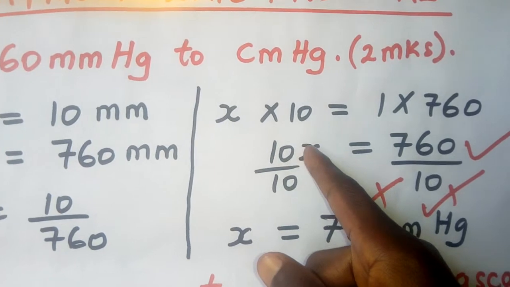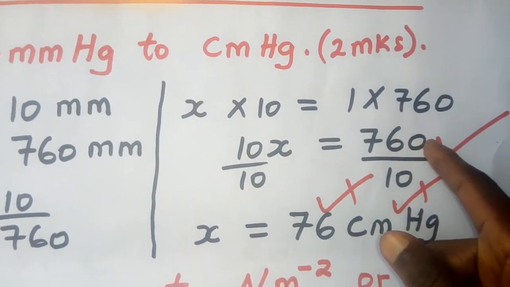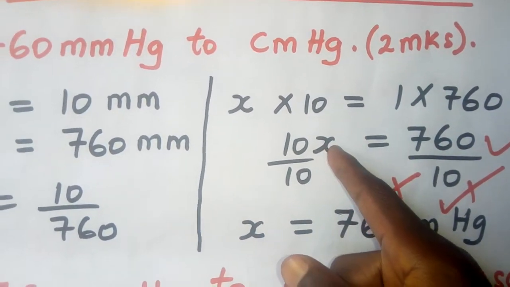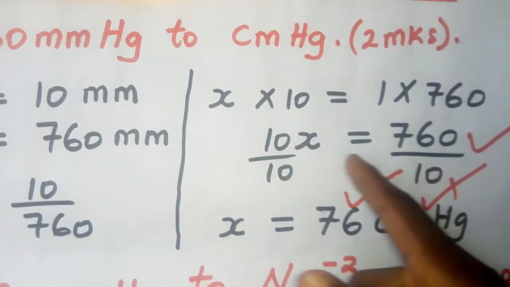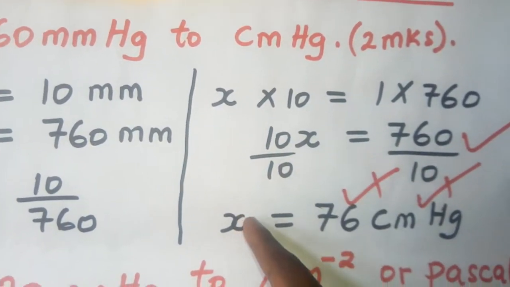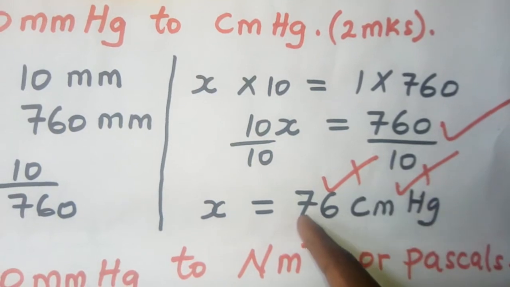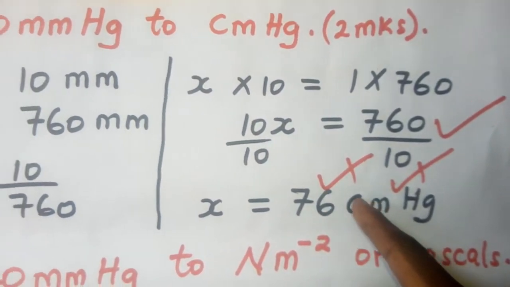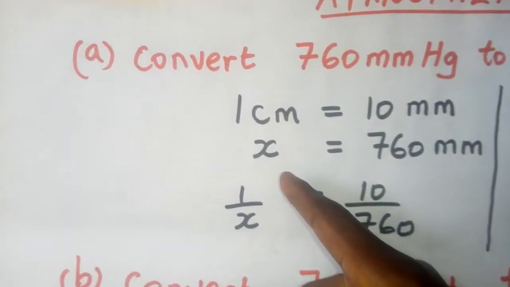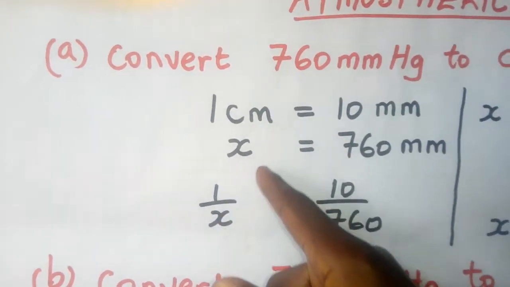So here you have 10x. When you multiply this, you get 760. Because you are interested in x, you divide both sides by 10. So this side you remain with the x, and when you divide these two, you get 76. Now what are the units for x? Very easy to know the units for x. You look at where x is.